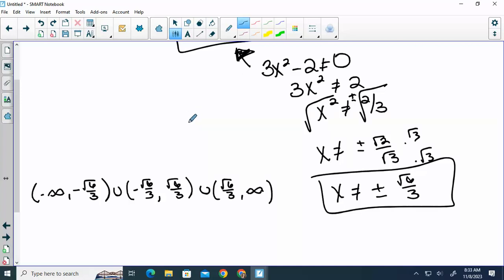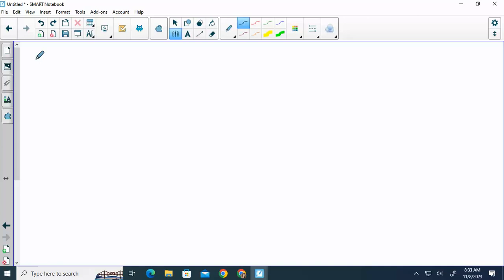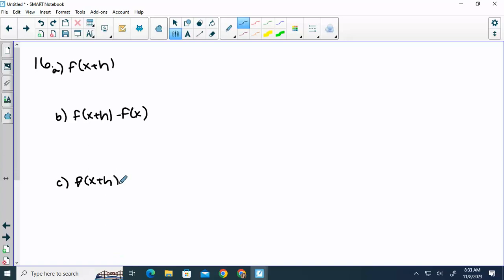We didn't ask about 16, but it might be helpful. You wanna look at that one? So 16 was asking for the difference quotient. When I had you do these, I kind of broke it into a 3-step process. A, we found f of x plus h. B, we found f of x plus h minus f of x. C was the whole thing.